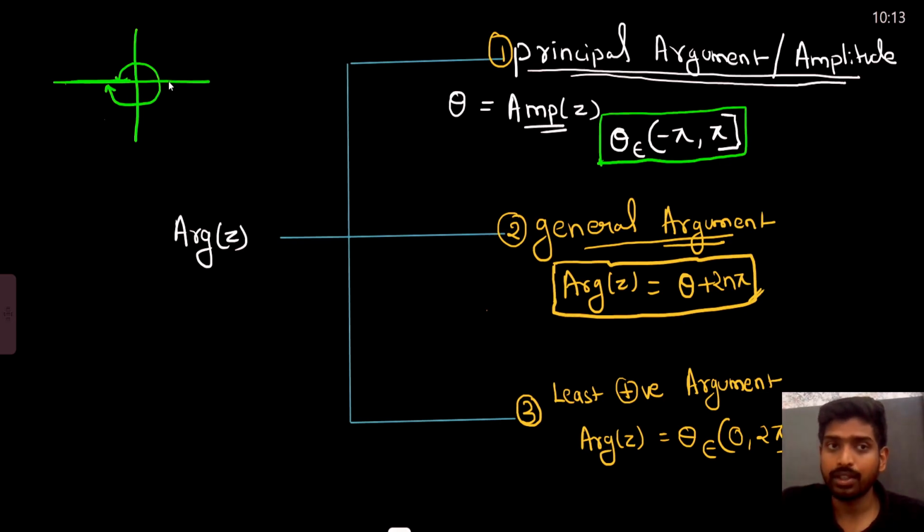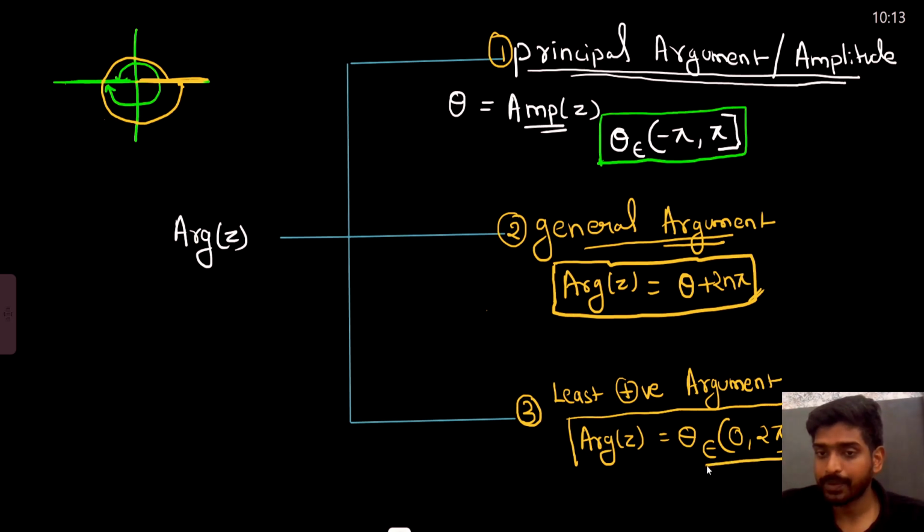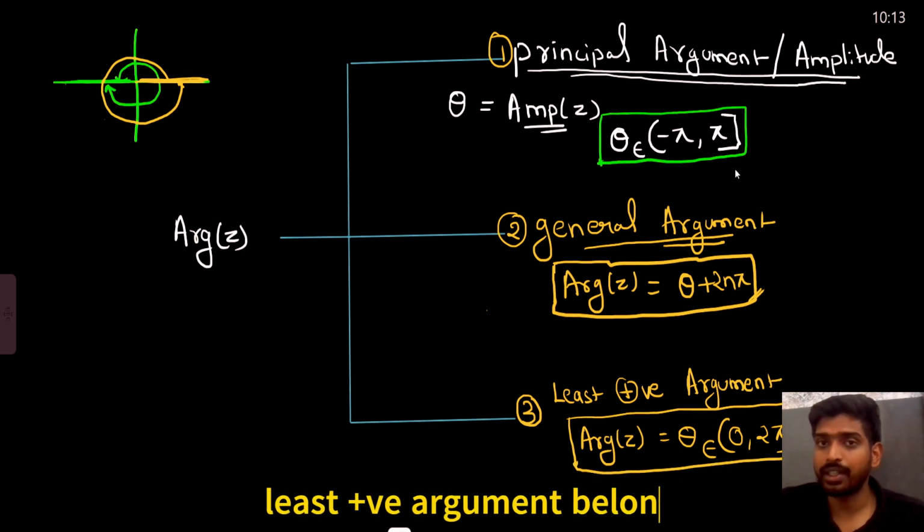0 to 2 pi means you will measure in anti-clockwise direction. First quadrant 0 to 90, second quadrant 90 to 180, third quadrant 180 to 270, fourth quadrant 270 to 360. Understood? And this line is 0 degree also, or this line is 360 degree also. So we have taken 360 degree. We excluded 0 degree. So whenever they are asking positive argument, we have to give the answer from 0 to 2 pi. Got it?